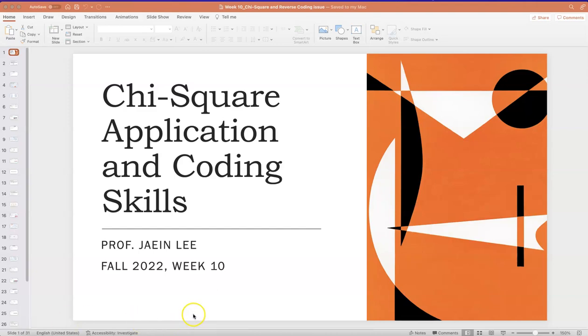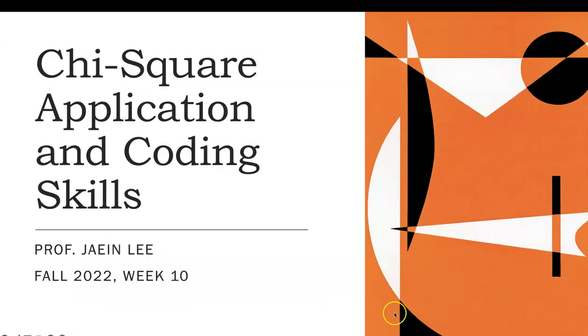I will cover in detail the chi-square application we learned last week, the calculation, and I will also mention some key coding skills for your final paper, because you need to manipulate some of the variables. As you might remember from the recording, there are other ways of changing the variables and changing the scheme of the variables. So I will cover that step by step.